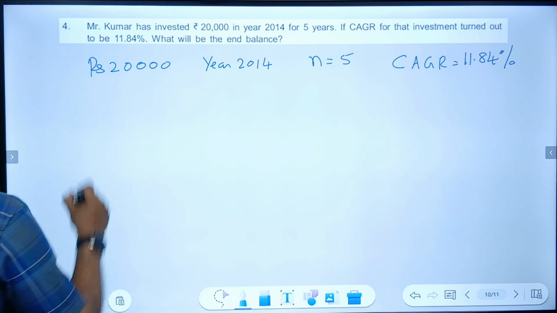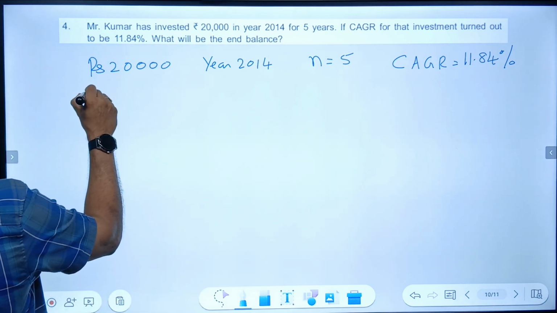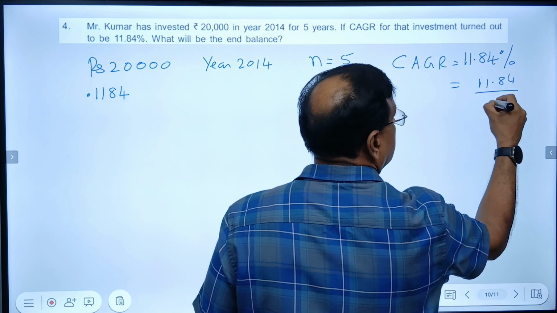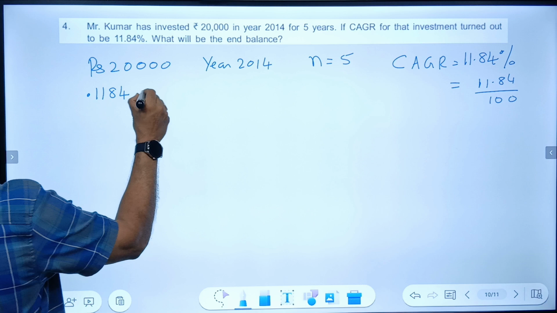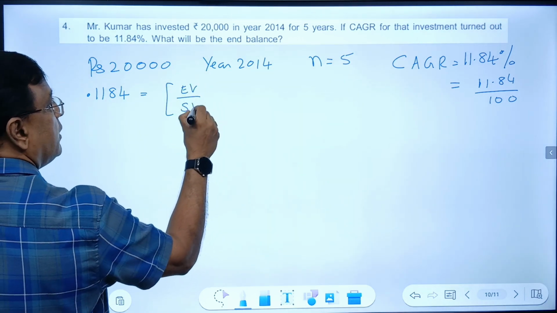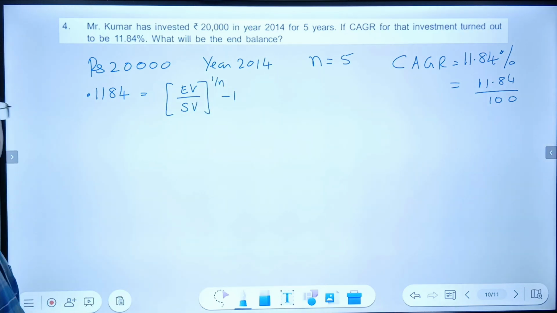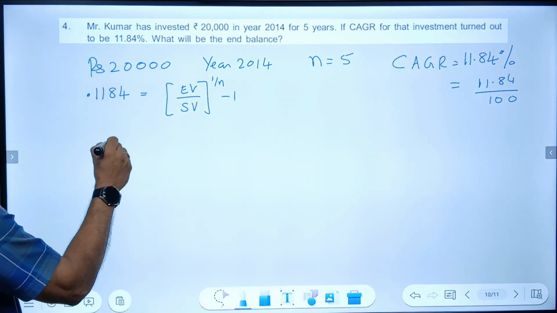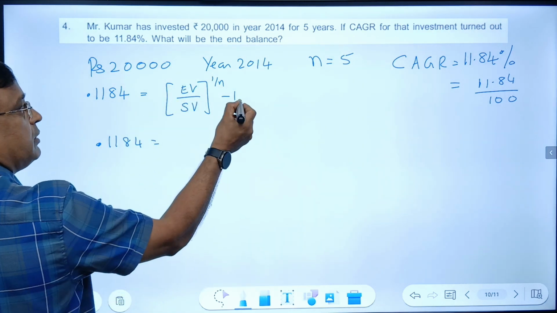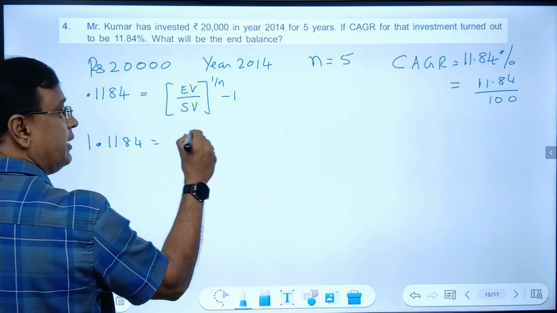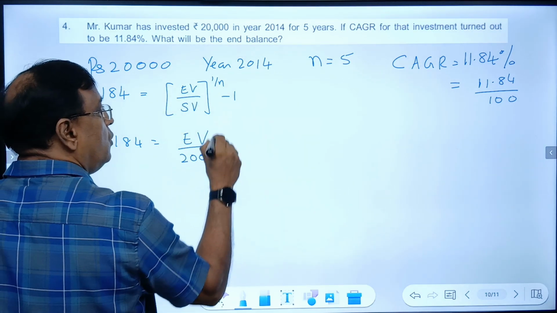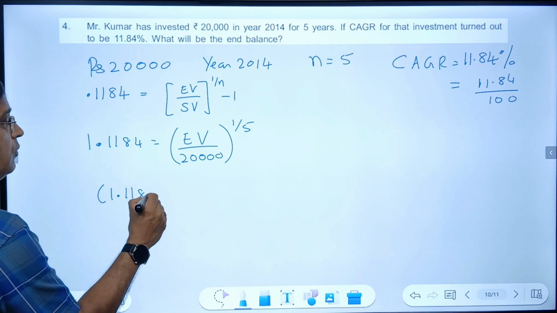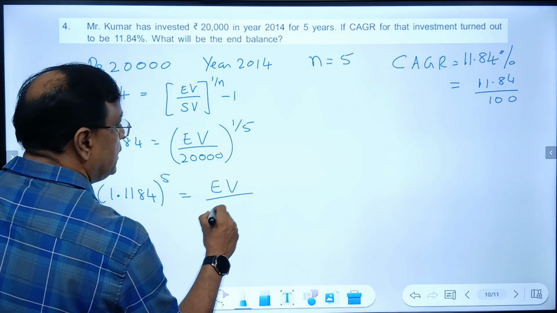So how do I do it? Now, starting value, what is it? It is 20,000. CAGR 0.1184. If I divide 11.84 by 100, it will be 0.1184. CAGR equal to ending value by starting value whole power 1 by n minus 1. The percentage is converted, so I don't have to multiply by 100. Otherwise, if you multiply by 100, you divide by 100 and write 11.84. 0.1184 equal to ending value by starting value whole power 1 by n minus 1. You can bring this 1 this side, so it will be 1.1184 equal to, what is ending value? I don't know. My starting value is 20,000, whole power 1 by 5. Now raising it to the power 5, 1.1184 whole power 5 equal to ending value by 20,000.